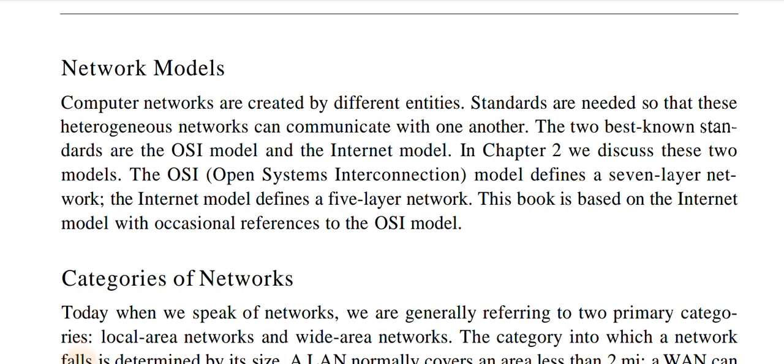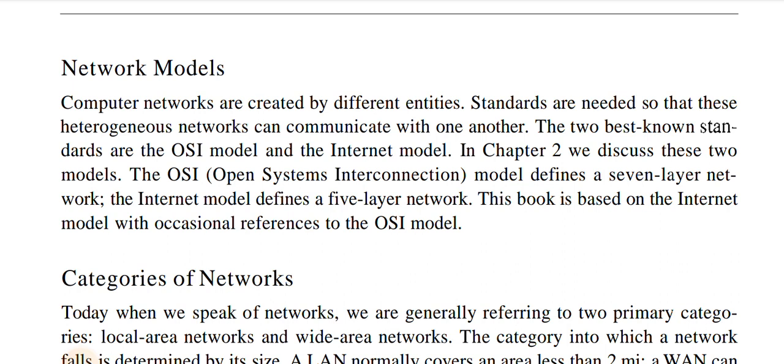Computer networks are created by different entities. Standards are needed so that these heterogeneous networks can communicate with one another. The two best known standards are the OSI model and the Internet model. In chapter 2, we discuss these two models.